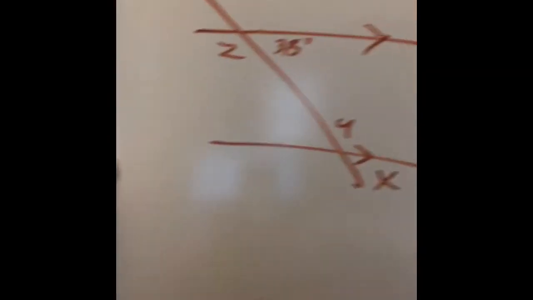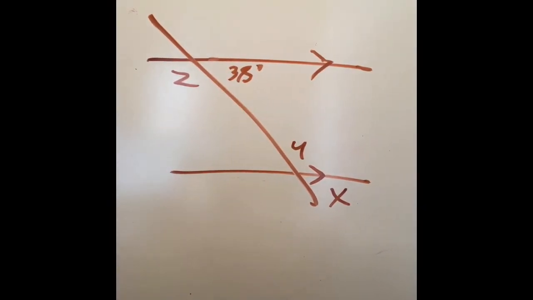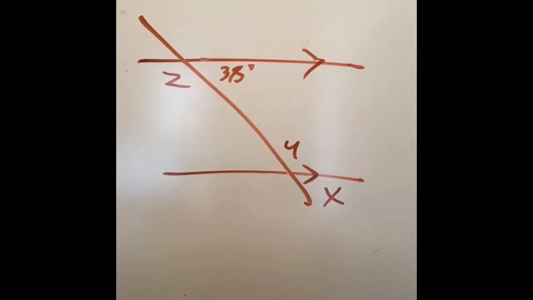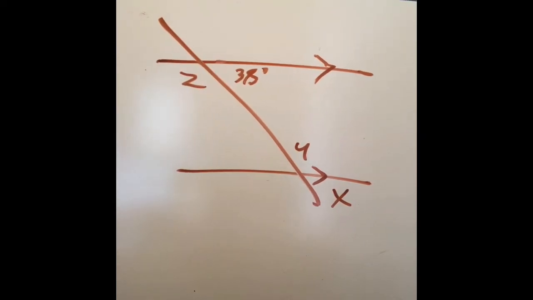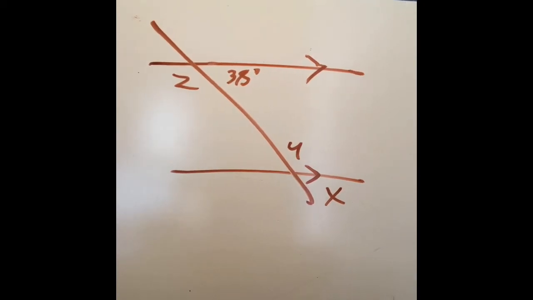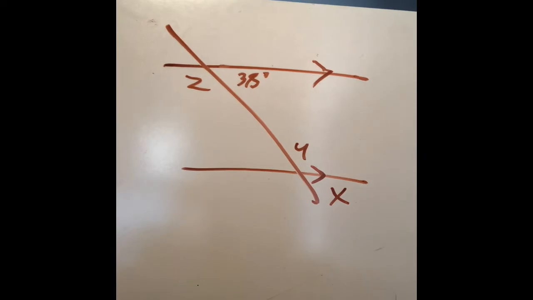The first one looks like this. Taking a look at the situation, we definitely have some C pattern, some Z pattern. We got a straight line. So let's just start with the straight line and solve for z. Taking a look at z, you have a straight line and 38 degrees. Any straight line is 180 degrees.